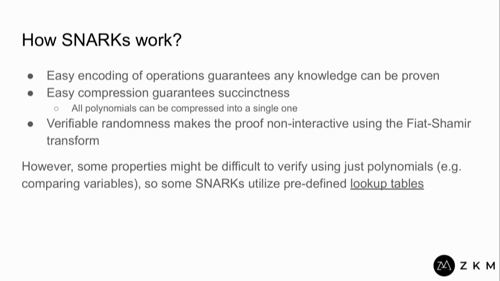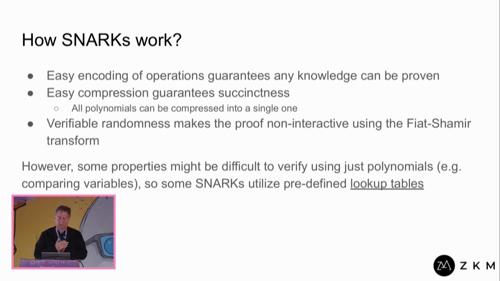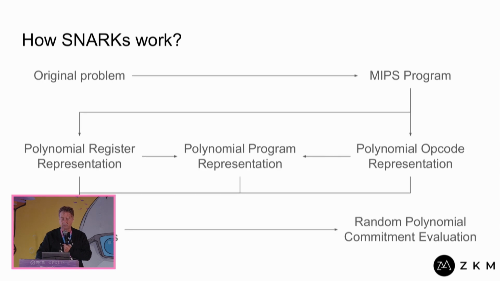So that means that using this encoding, which is also called arithmetization, it guarantees that any knowledge can be proven. We can get succinctness and verifiable randomness. We can make the proof non-interactive using the Fiat-Shamir transform. Nevertheless, some properties are difficult to verify just using polynomials, and this is why we use lookup tables.